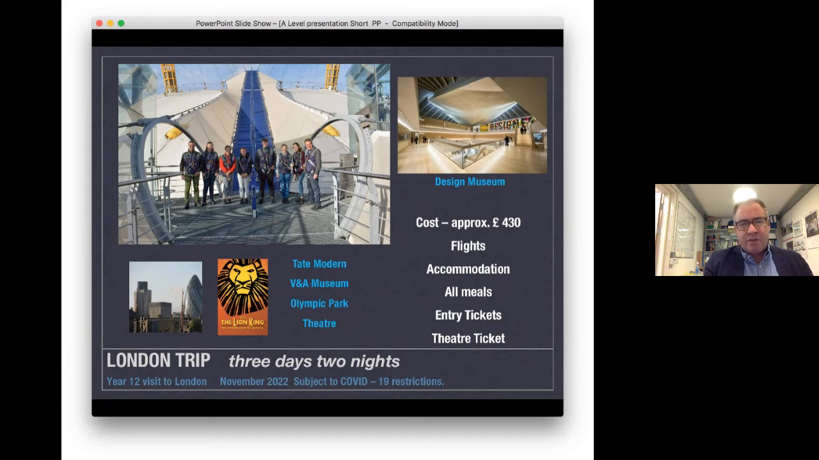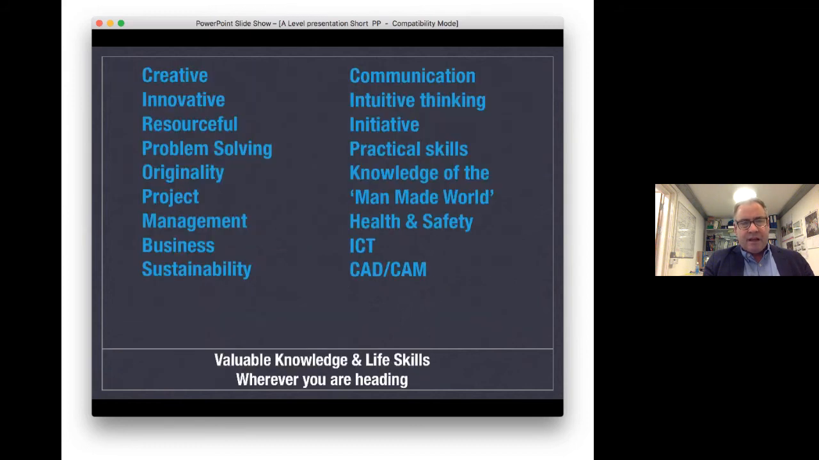You can see the design museum there. You can see us walking up over the O2 Arena, and the theatre shows that we pick have sets that are quite intriguing from a design and tech basis. So this package and the valuable knowledge and life skills, as I've already probably told you 2 years ago with the GCSE, this is a great package.